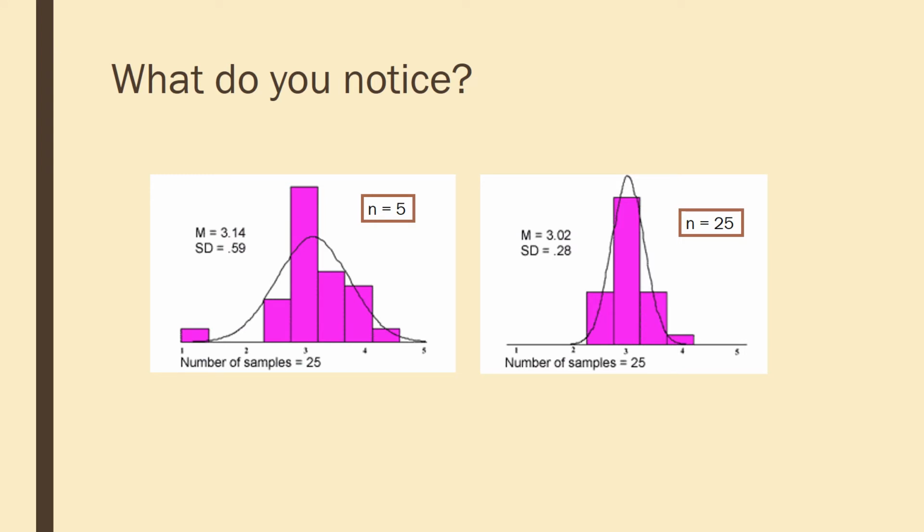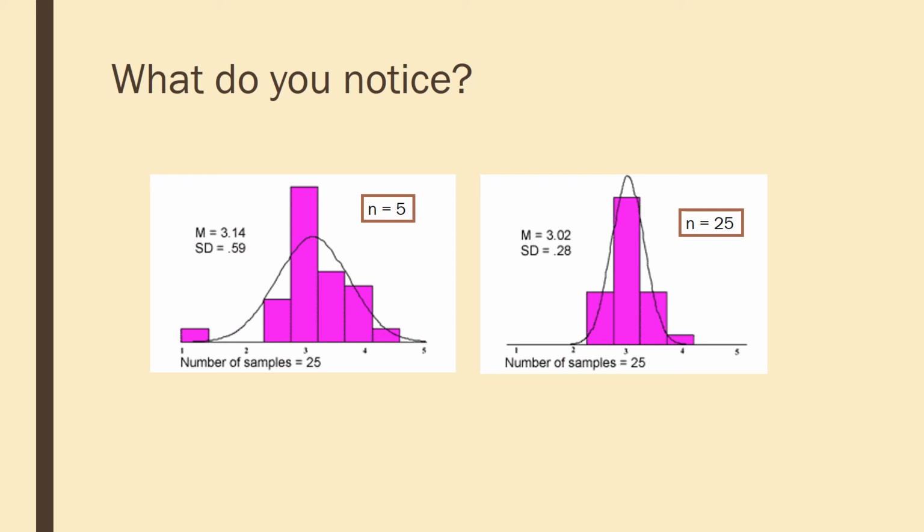So we're going to look at these two histograms and compare them. Okay, so on the left-hand side, we have 25 samples. Each have an N of 5. And on the right-hand side, we have 25 samples. And we're going to keep the number of samples consistent because we don't really care about that as much, okay? But what is different is the N of 25.